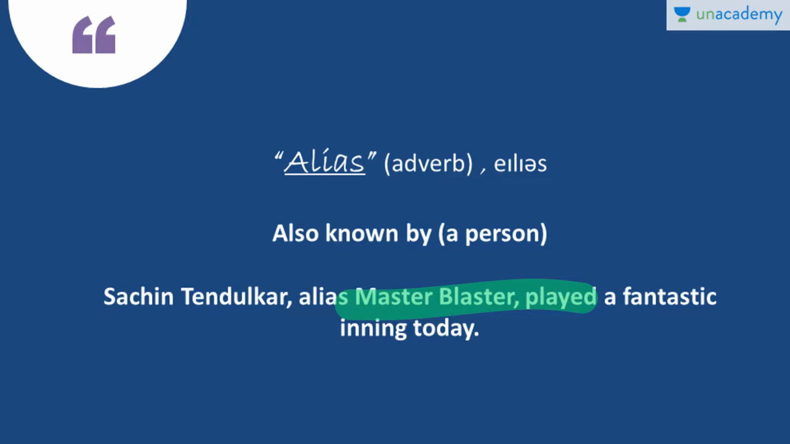Now similarly, we have different people, and they all have different famous names. So we can take their first name, the actual name they have, and after that I can use alias and their famous name, whatever it is. So this is how we use alias: Sachin Tendulkar alias Master Blaster played a fantastic inning today.